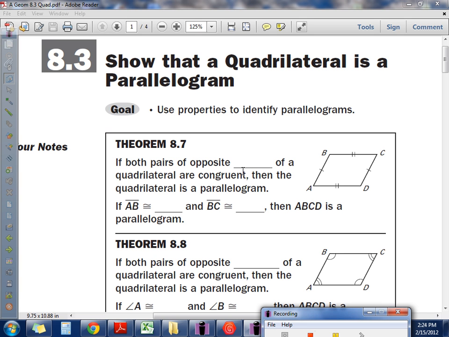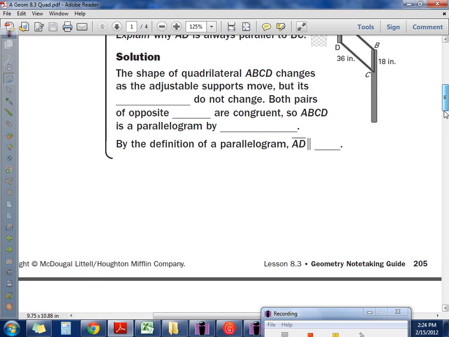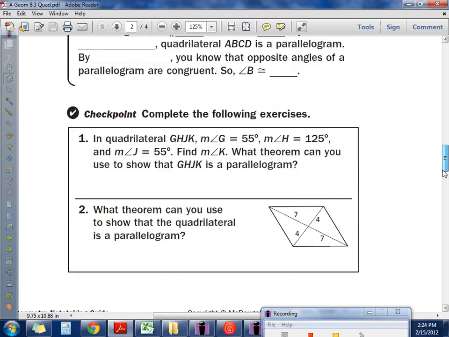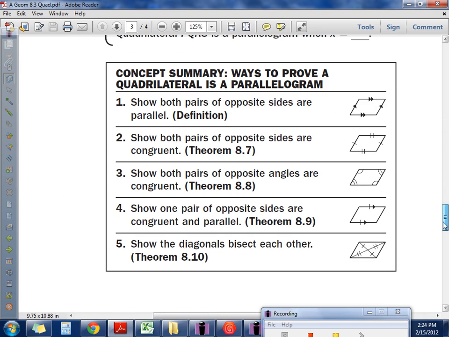Lesson is 8.3, showing that a quadrilateral is a parallelogram. Today we're going to start off talking about some of the main properties in this lesson. They have a nice little diagram over here. It has the 5 qualities of a parallelogram that you must be aware of. You should be able to see a picture and align it with these statements.